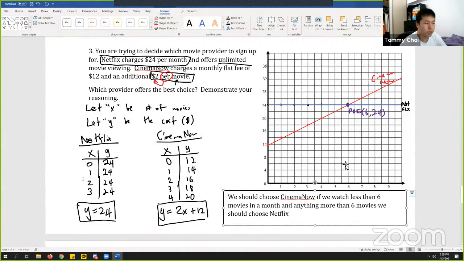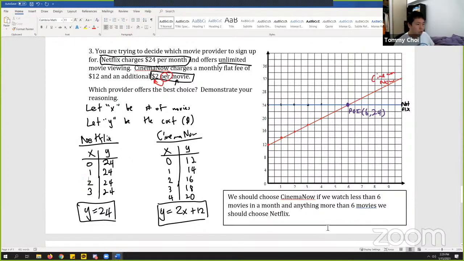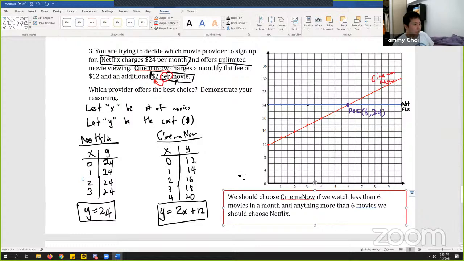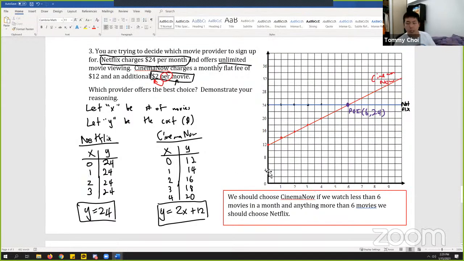Perfect. That's a great sentence. I like that. We should choose Cinema Now if we watch less than 6 movies in a month, and anything more than 6 movies, we should choose Netflix. Perfect. That's exactly what we want. That's a full explanation for that word problem.